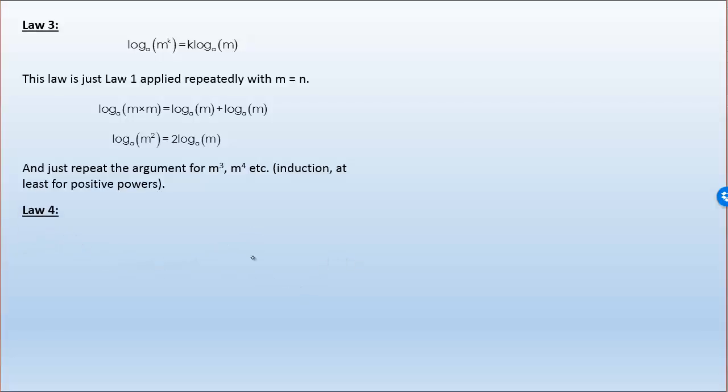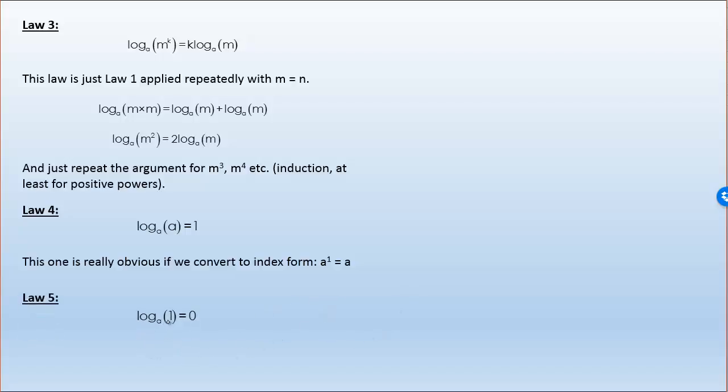Law 4. Log to the base a of a is 1. This one is really obvious if we convert to index form. A to the power 1 is a. Law 5. Log to the base a of 1 is 0. This one is also obvious when converted to index form. We know that a to the power 0 is 1.